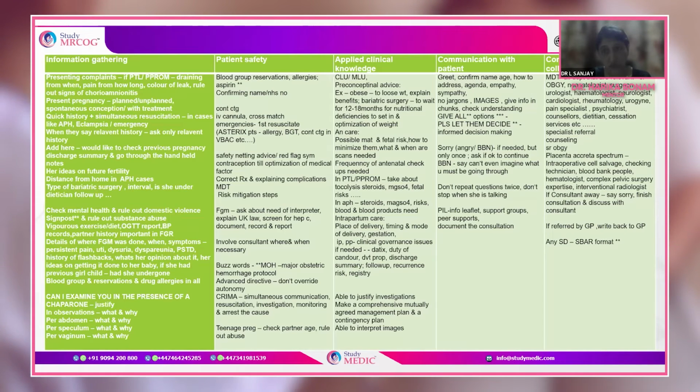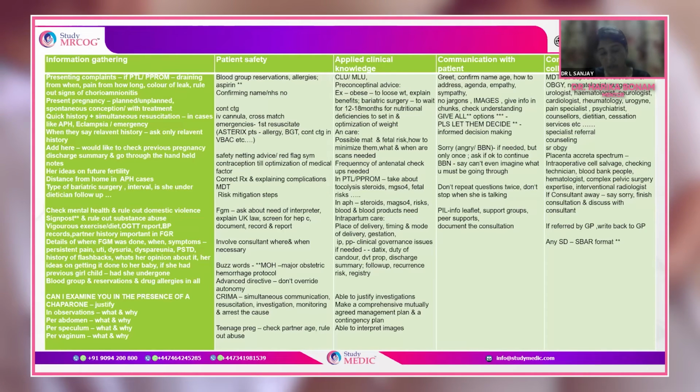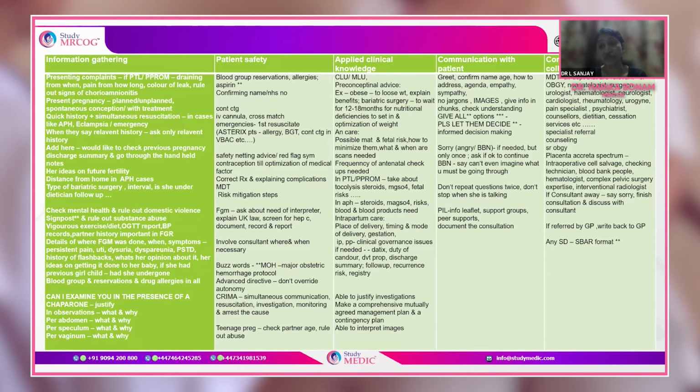And then if the consultant is away, you have to tell, sorry, consultant is away. Can I take this consultation? And once I am done with this, I'll discuss with consultant and get back to you. So you can say that. And it is important to say sorry when the consultant is away. And if the patient is referred by a GP, write back to the GP. If the patient is referred by a midwife, write back to the midwife.